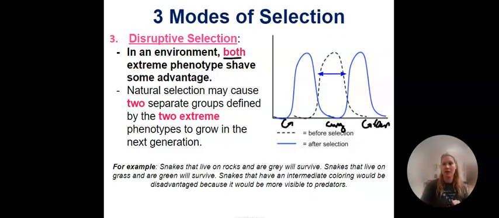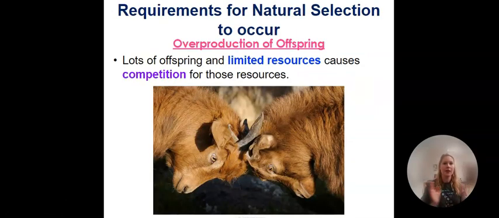Okay. Now, in order for natural selection to occur, there are a couple of requirements that are needed. But we're going to go ahead and pause here, and we'll pick this up in the next session. Okay.